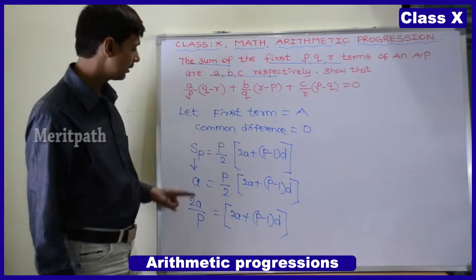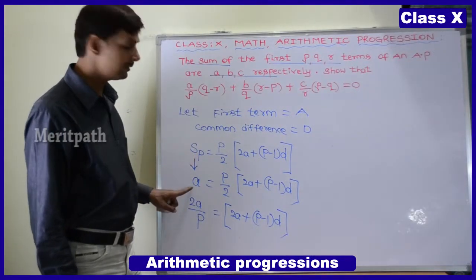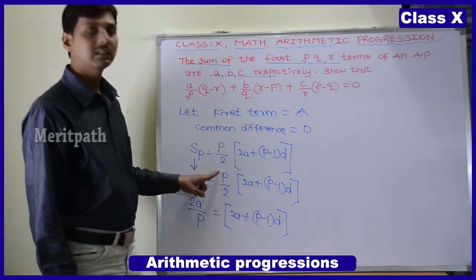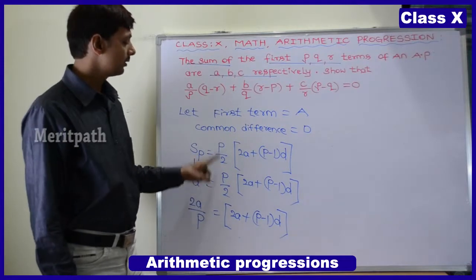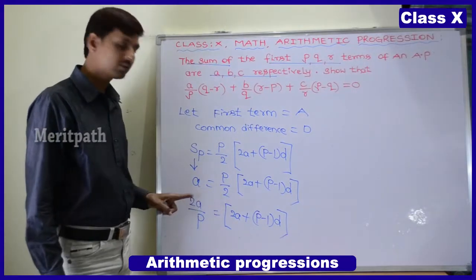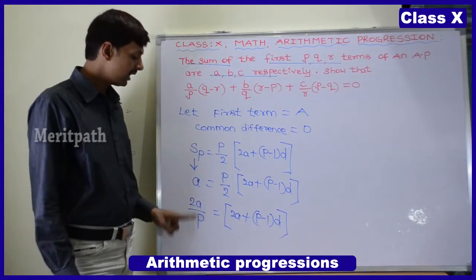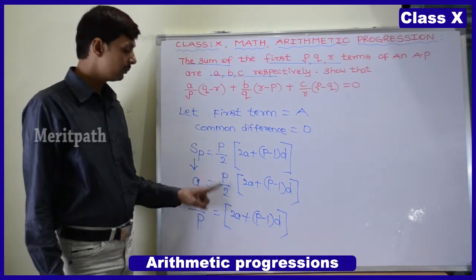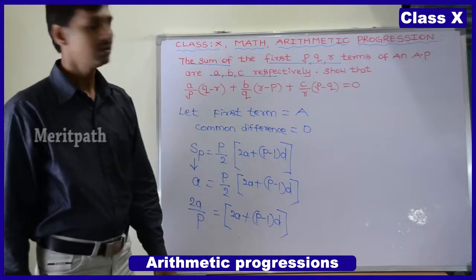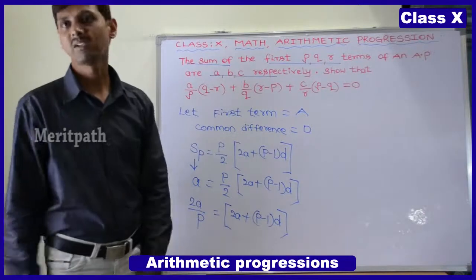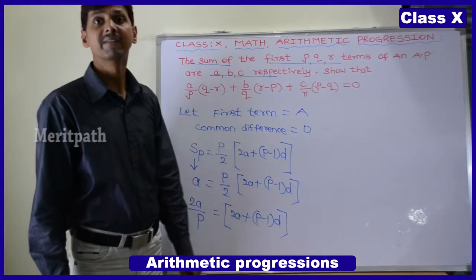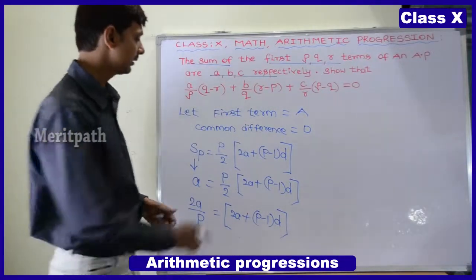You can see here that the sum of P terms is a, so in the place of Sp we have written a, and the sum of P terms we need to find. P/2 we transpose to the left-hand side, and it becomes 2a/p. This is the first equation we got, because we get three equations from the sum of first p terms, q terms and r terms.